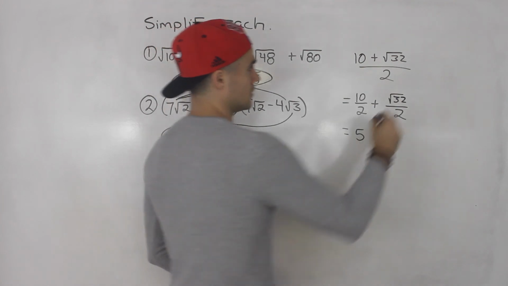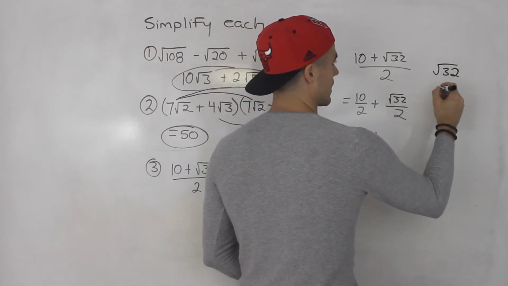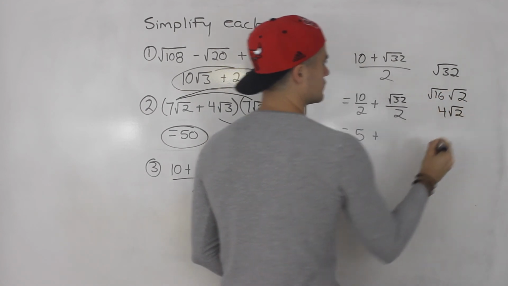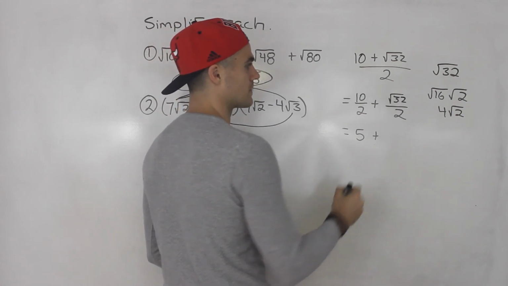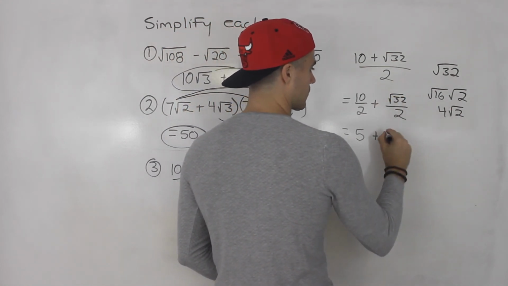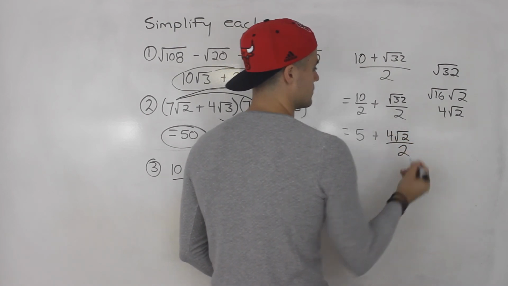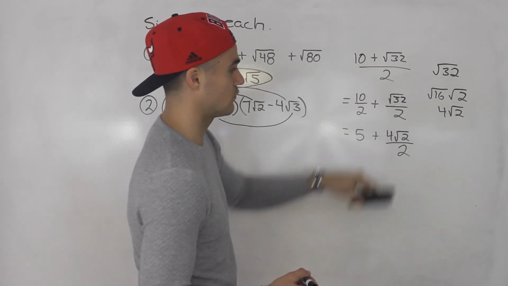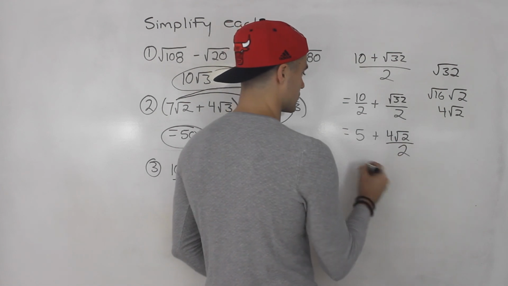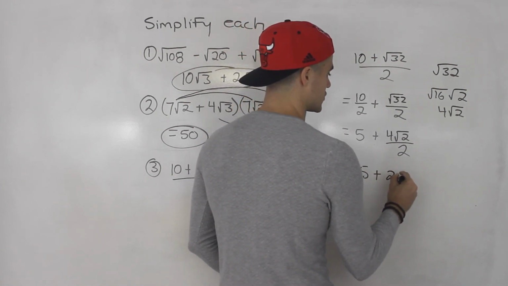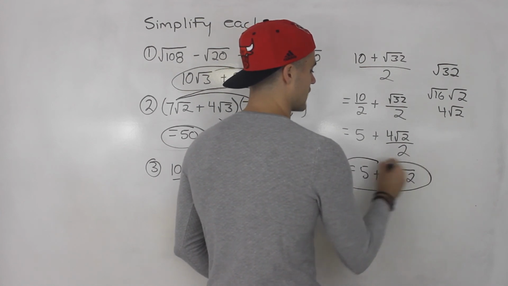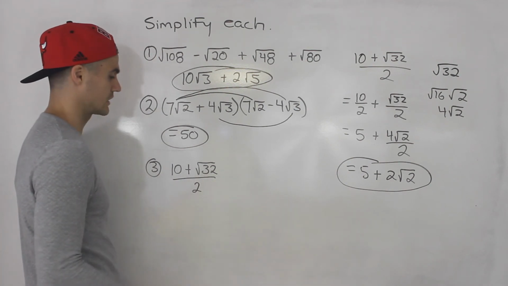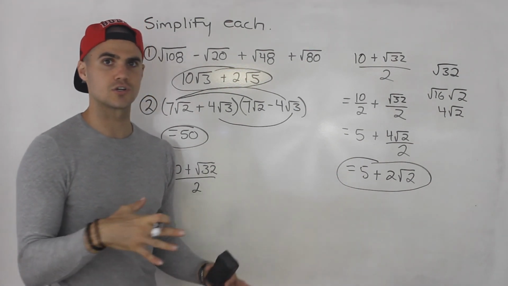Root 32, what can that break down, simplify to? That could be root 16 times root 2. So 4 root 2. Root 32 and 4 root 2 are the same thing. So instead of writing root 32, we would write 4 root 2 over 2. If you remember dividing, you could divide. If you're dividing by a number here, you could divide the coefficient in front by that number. So 4 over 2, that just gives us 2, and then the radical stays. So 5 plus 2 root 2 is the simplified version for this. And again, you could check it in your calculator, plug this in, plug that in, should get the same decimal.